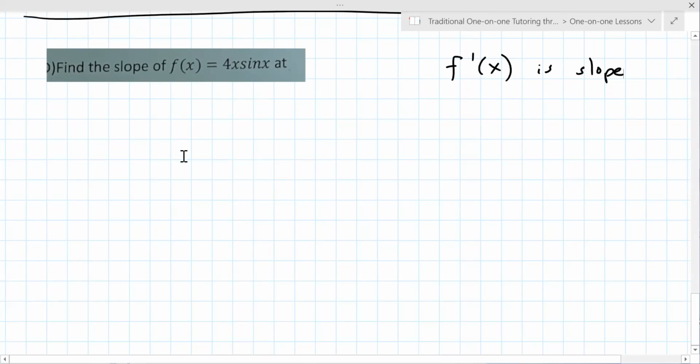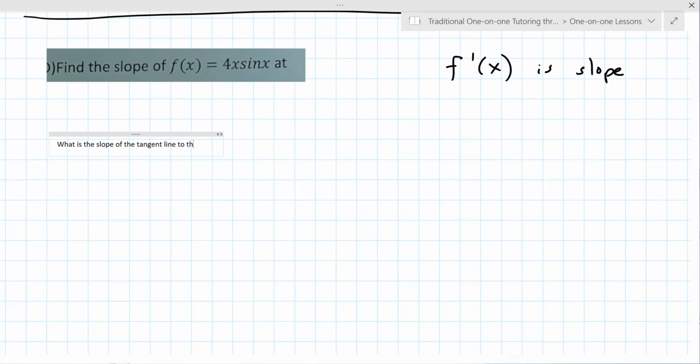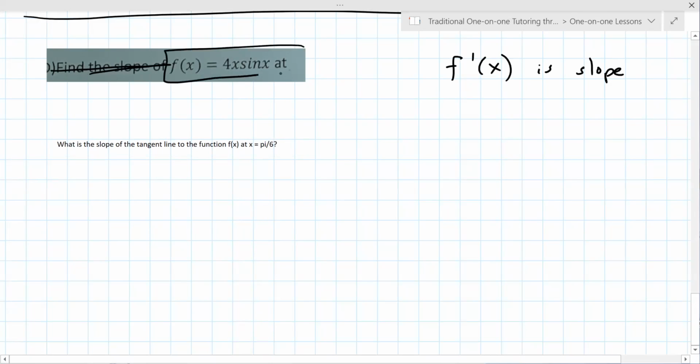So the better way this question should be written is: what is the equation or what is the slope of the tangent line to the function f of x at x equals whatever it is, pi over 6 or something. I think that's a question on the back of the test, actually. That's about tangent and normal lines. So the other thing here is it could just say, what is the derivative? Give me the derivative of this. What is f prime of x?